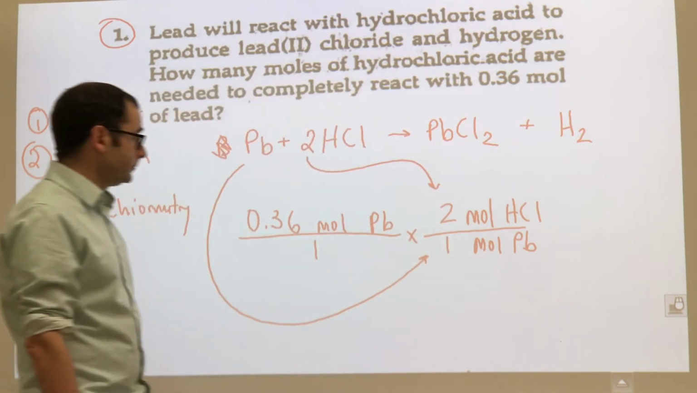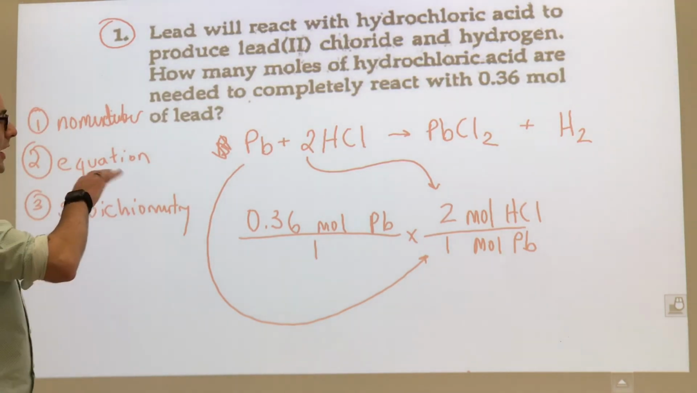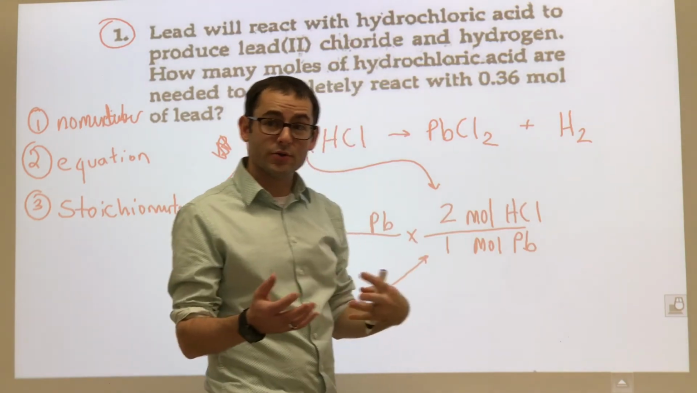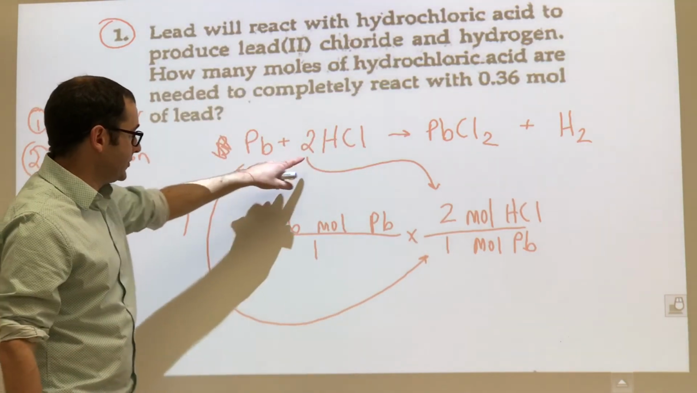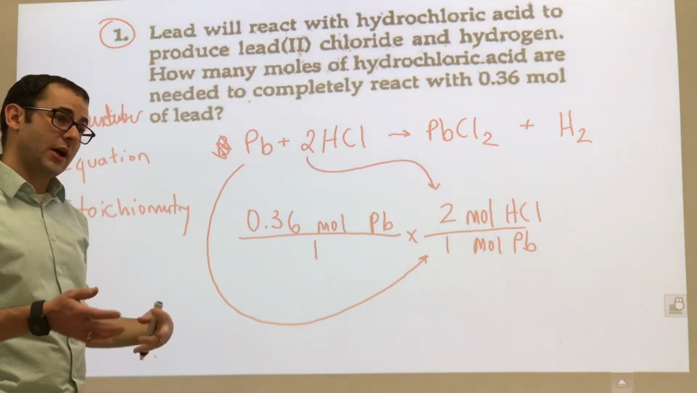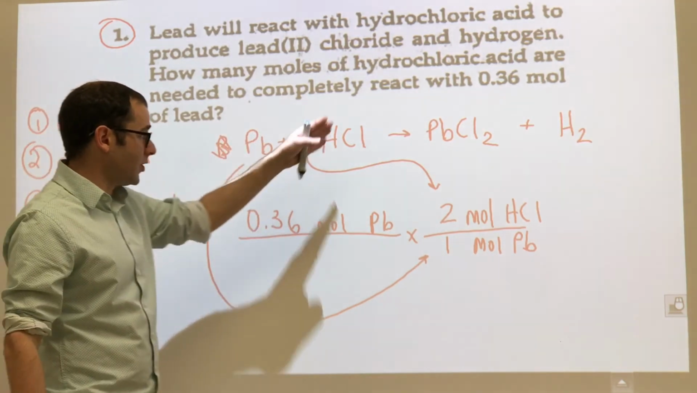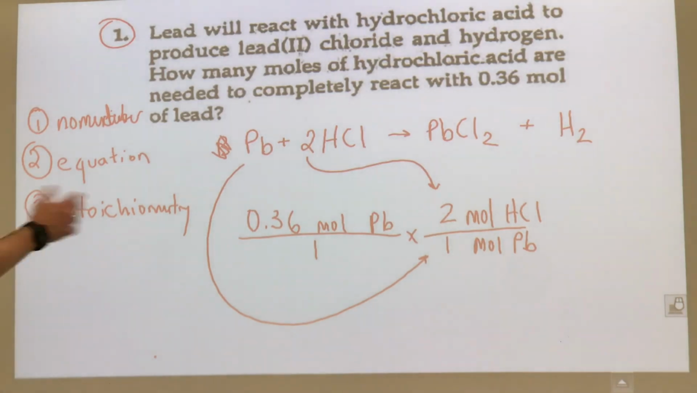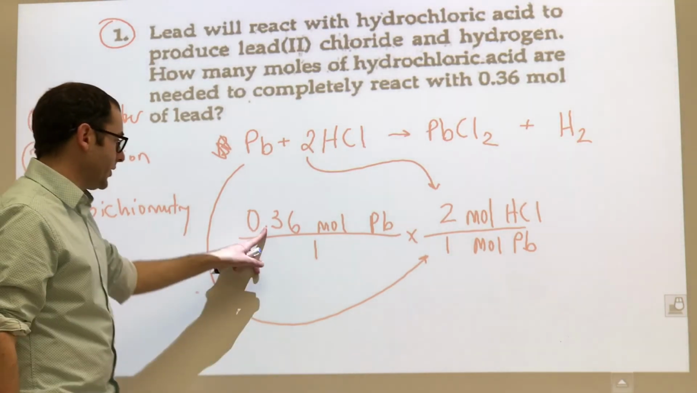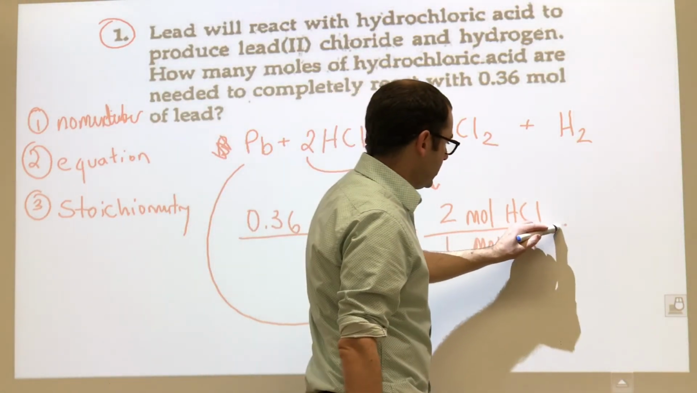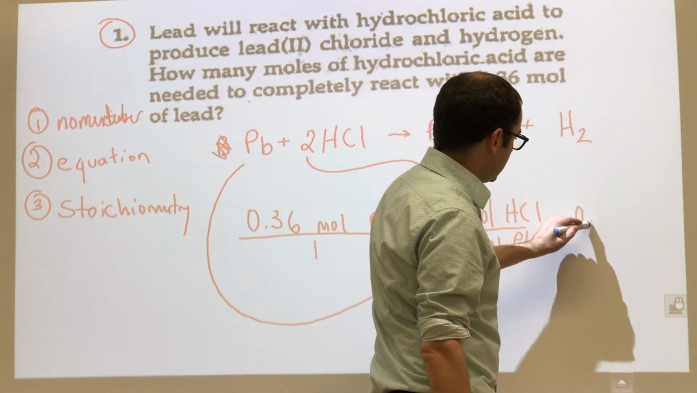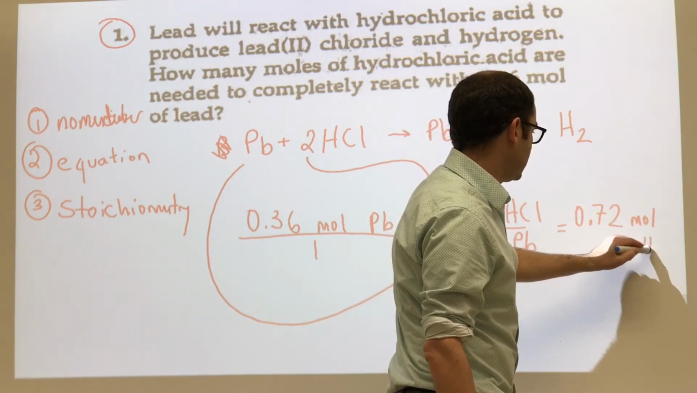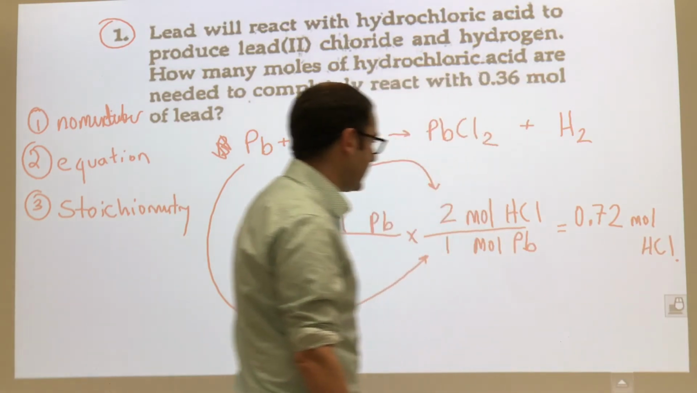for the lead. Now notice in this problem, they're not asking you to figure out how much the products can be produced. You're actually figuring out how much of the other reactant you need to make the reaction take place. You can convert it into any of these. You can make it whatever they tell you to, okay? So then you take this and you do 0.36 times 2 gives you 0.72 moles HCl.